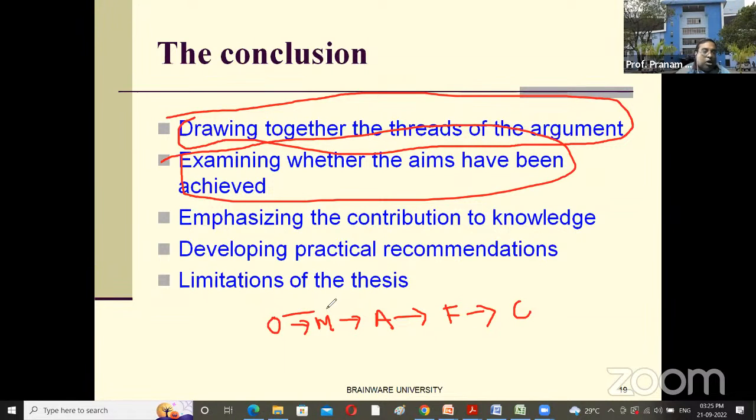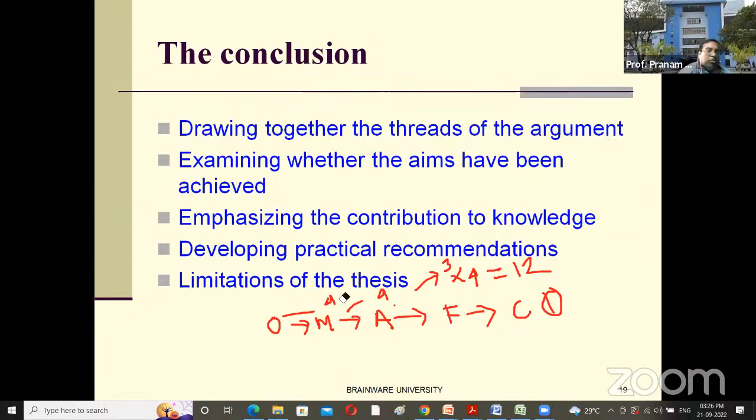And suppose there are 4 objectives, four methodologies are employed, then for each of them you have made 3 findings. So 3 into 4, that is 12 findings, and combine them into one conclusion. So this is a very tough job. You have to repeatedly revise your conclusion and draw your conclusion accordingly.